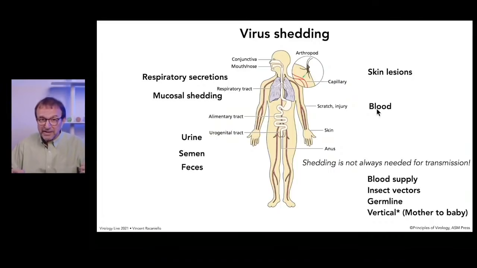This is the way we think HIV began, when a hunter caught a non-human primate and was butchering it and cut himself or herself, and the blood from the animal went into his or her wounds. So that could be shedding. So when we don't need shedding: blood supply, insect vectors, there's no shedding involved. Germline, of course, and vertical transmission involving transplacental, because it's not really shed, but I would say perinatal is probably shedding because that blood is coming out. Obviously, there are fine lines here, but I think you get the picture.